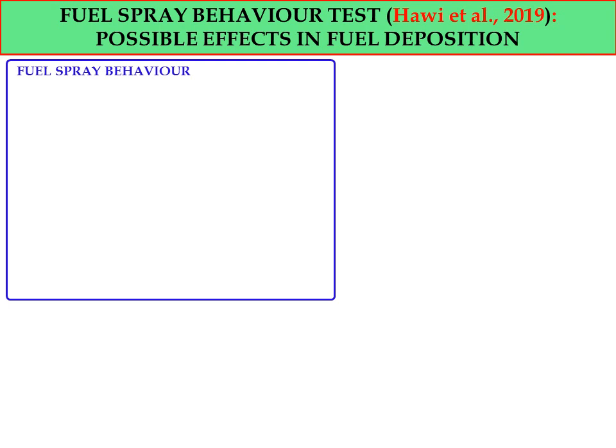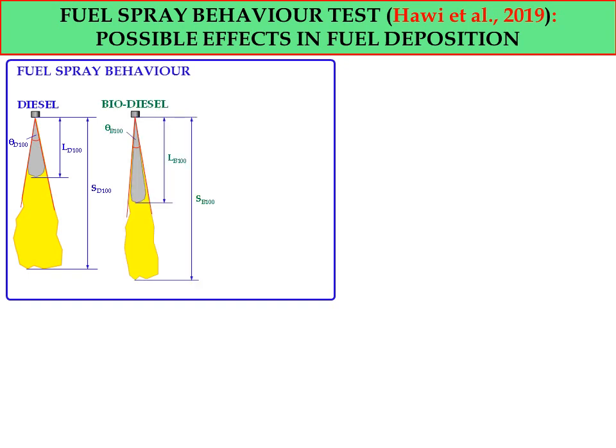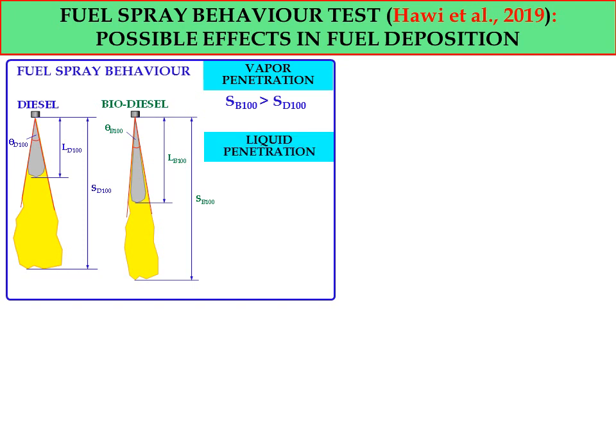So first, from the result obtained in the previous slide, we can conclude the following about fuel spray behavior for diesel and biodiesel. In terms of vapor penetration, B100 is greater than D100 diesel fuel, and liquid penetration for B100 is also greater than diesel fuel. However, the cone angle for diesel fuel is greater than the cone angle for biodiesel B100.